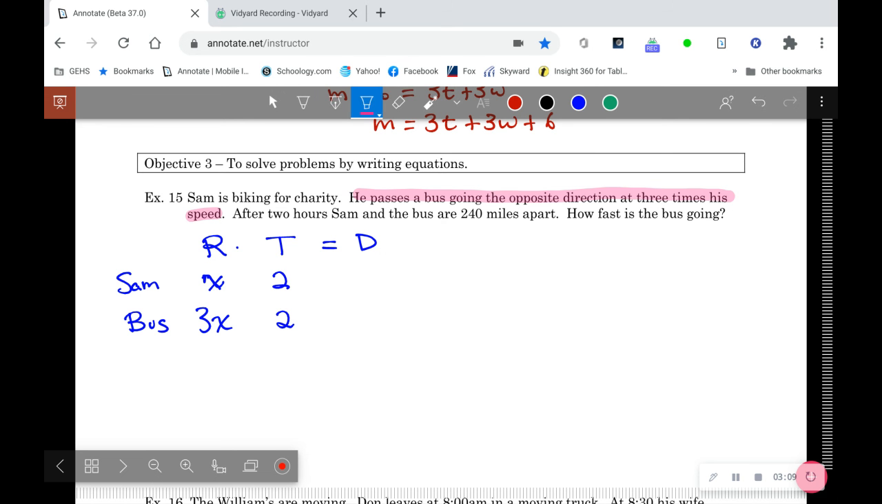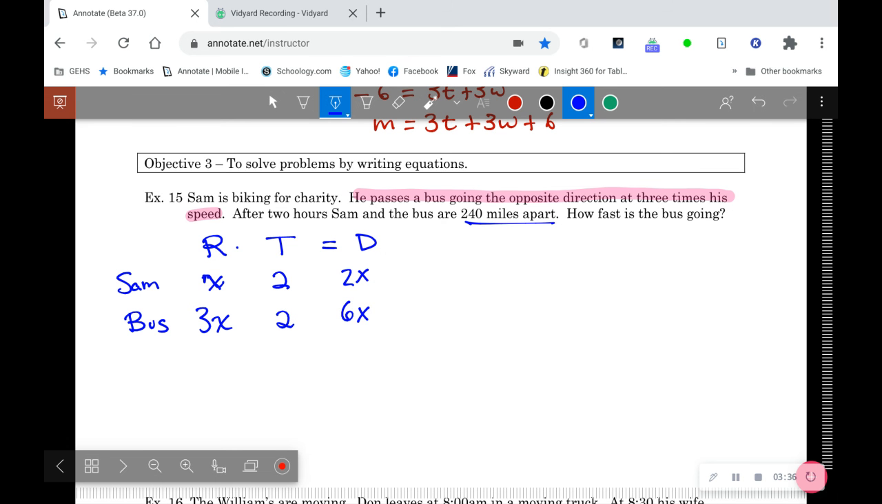And what's going to happen here is we're going to take rate times time to get distance. Rate times time to get distance. 2x times 2, you'll write as 2x. 3x times 2 will be 6x. And then we have this figure to try and get into the game here.